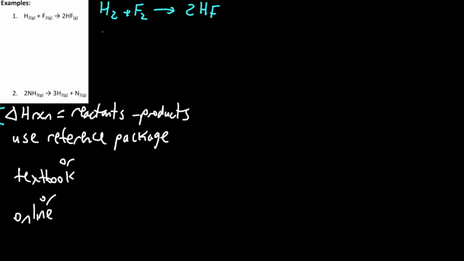So we have H2, so hydrogen, and for hydrogen gas, the molecular structure is pretty much H bonded to H, and we have F2, so that's pretty much F bonded to F, and then you have HF. But there's two of them, so I'll draw two of these out.